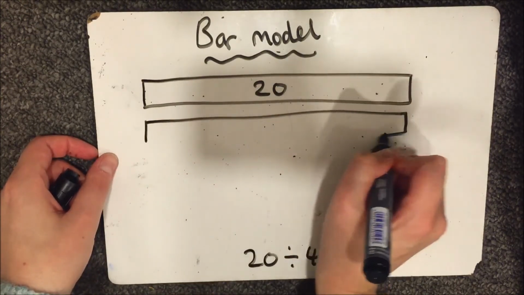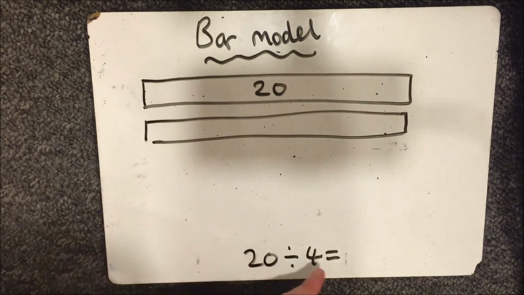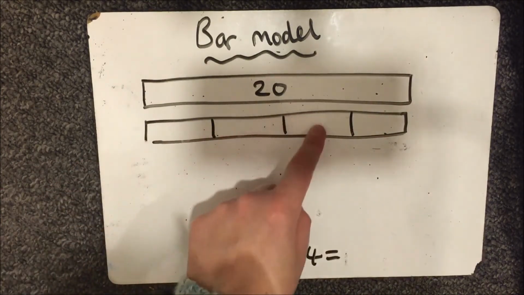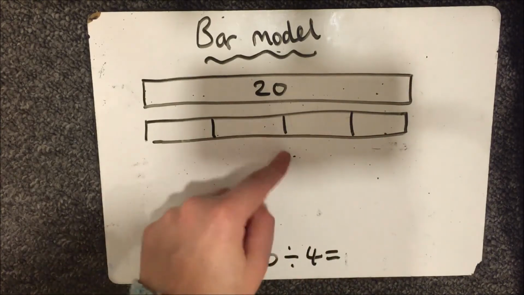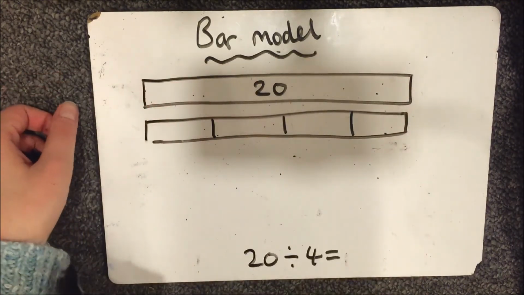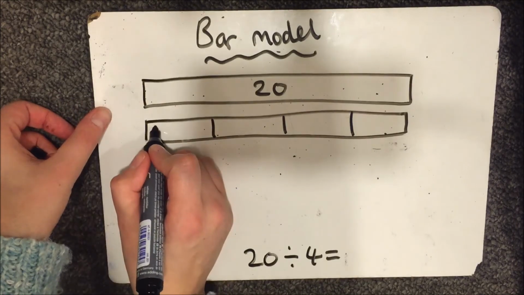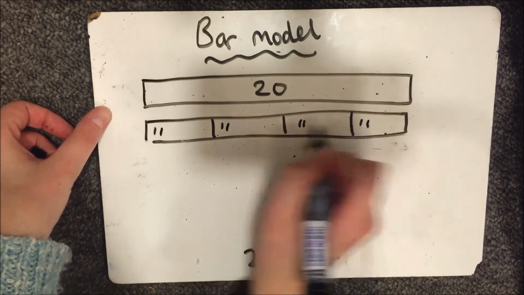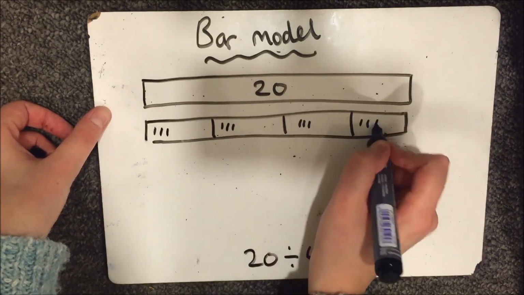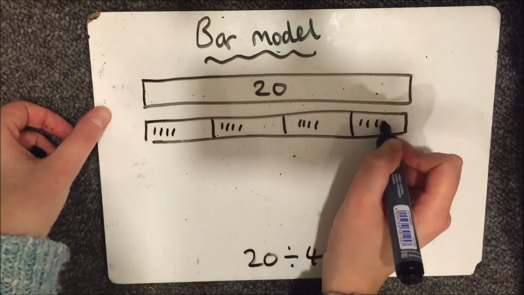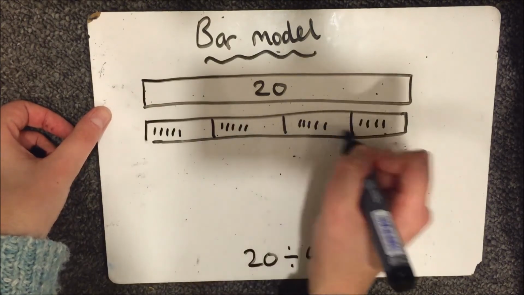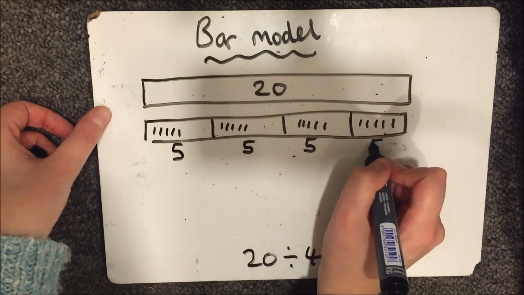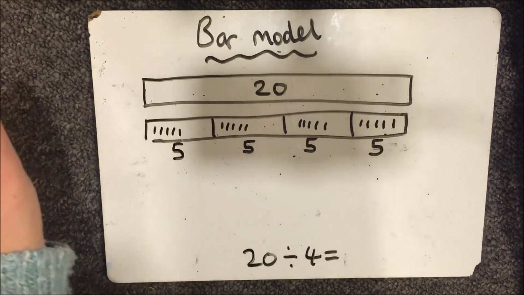How many pieces do I have to split the second bar into? 4. Imagine this is one shelf, another shelf. They're all different shelves. We've got 4 shelves. 20 books, 4 shelves. The first method was sharing them out. 1, 2, 3, 4, 5, 6, 7, 8, 9, 10, 11, 12, 13, 14, 15, 16, 17, 18, 19, 20. Each part is going to be 5. Do you get that one?